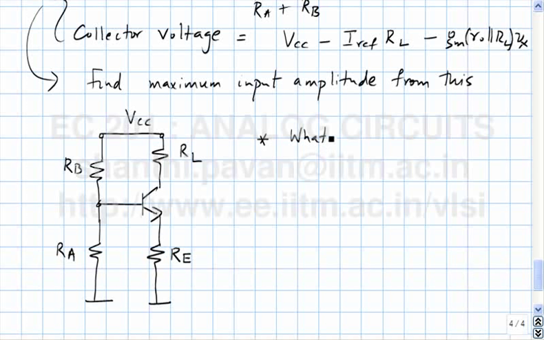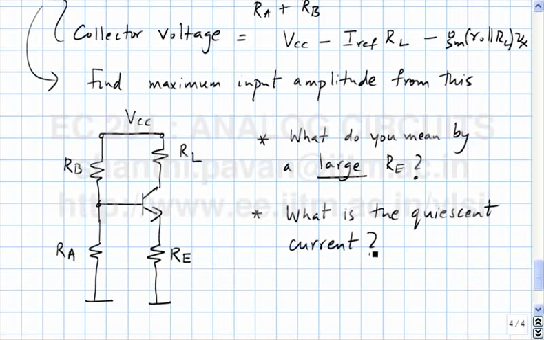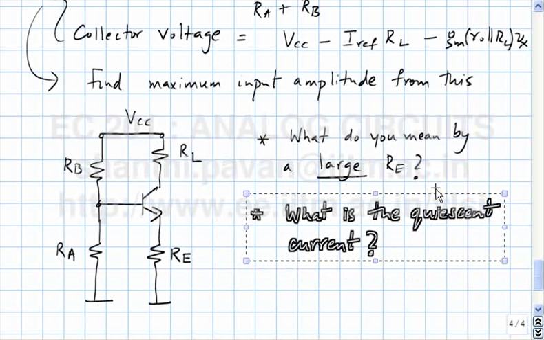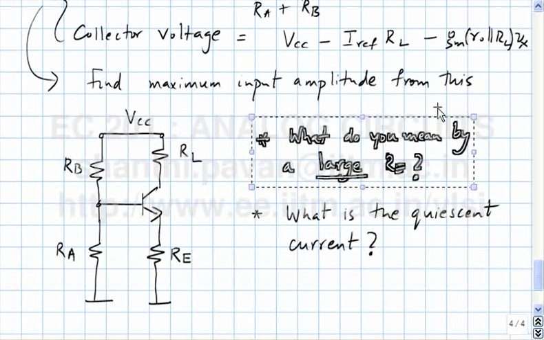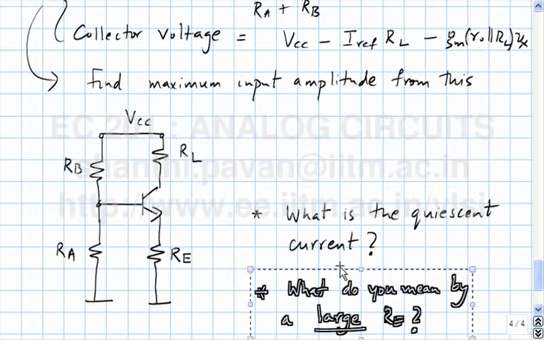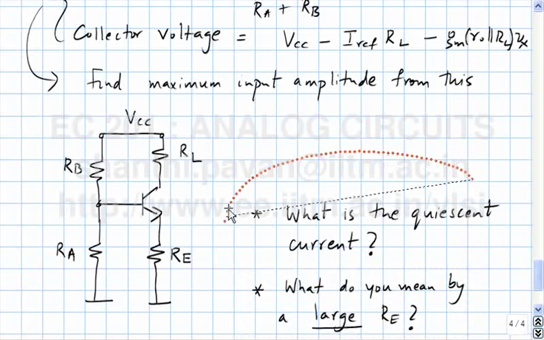What do you mean by a large RE? The other thing that's of relevance is other information that we'd be interested in finding. The first thing we'd be interested in is finding the quiescent current. Correct? In fact, this RE is secondary. First thing is to find what the quiescent current is. So I will move this lower in the order of importance.